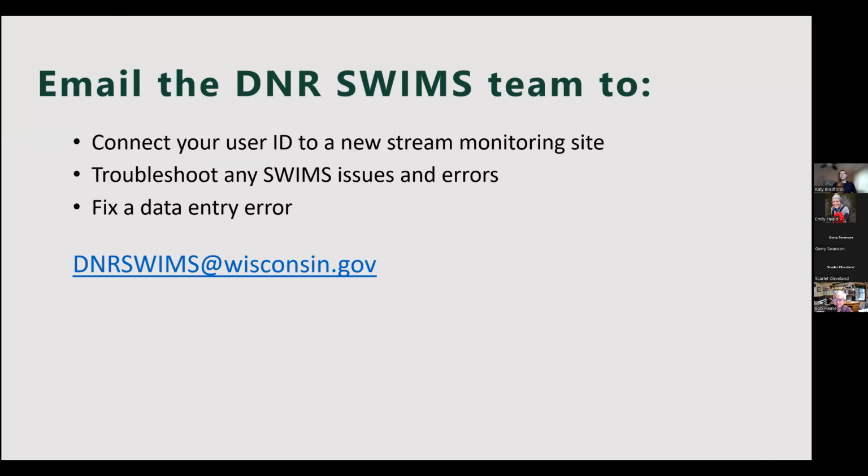If you have any issues entering data into SWIMS this year, your first step should be to email the DNR SWIMS team, dnrswims@wisconsin.gov. It can take them a few days, sometimes a week to respond. It depends how busy they are at the time, but they will get back to you. You can email them for things like fixing a data entry error, troubleshooting any SWIMS issues or errors, connecting your user ID, your WAM's user ID, to a new stream monitoring site or station. So if you're monitoring a new site this year or want to add a site, then they would connect you on SWIMS to that site.